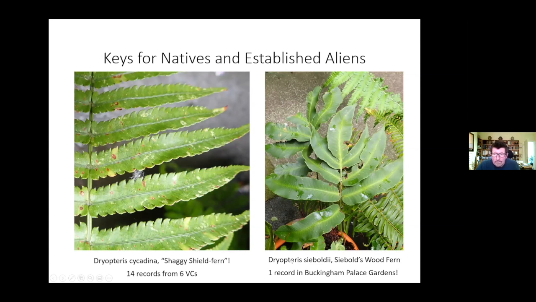Now, these names don't really have particularly good common names. This one is called the shaggy shield fern in the literature, which is astonishing, really, because there's nothing like a shield fern, Polystichum. So I don't know why it's called that. And this is called Siebold's wood fern, because nobody else can think of a suitable name for it. But it is rather nice. This one probably won't escape. It's a bit tender, but this one certainly will, and it may hybridize. But the point about showing you this is not to show you pictures of exotics that you'll never see. It is to show you pictures of a Dryopteris with a single line of branching. Okay, so it's just one level of branching.